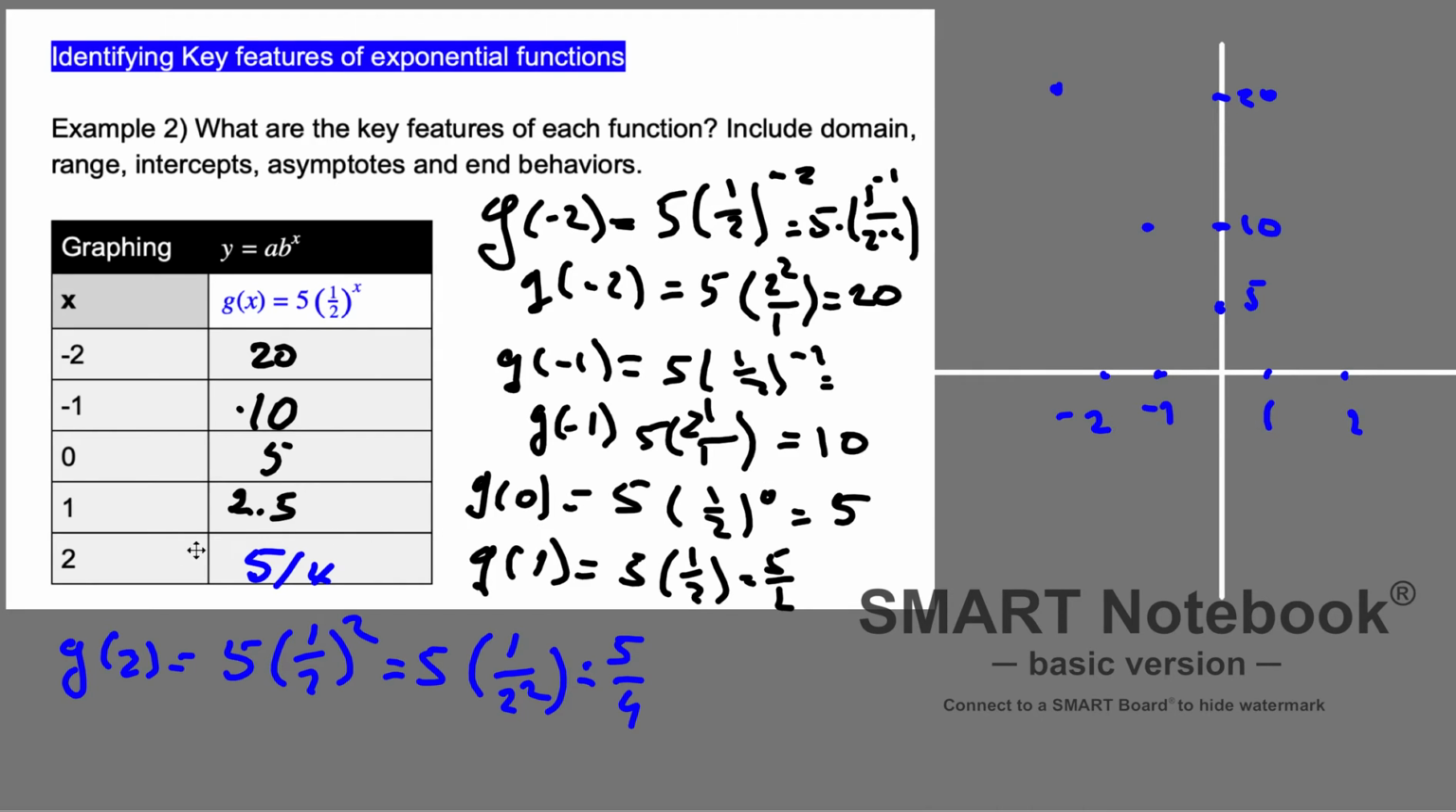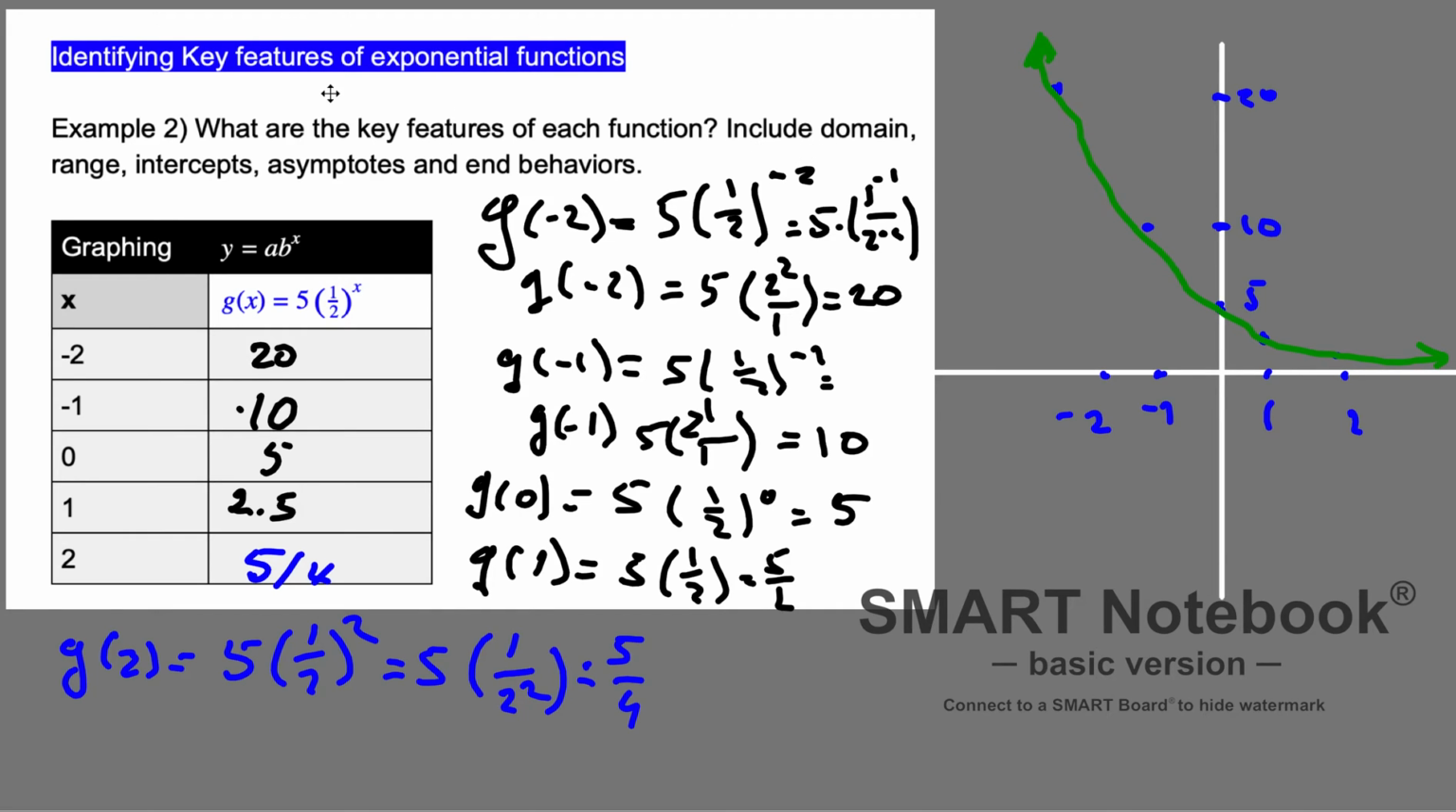And now we have 1 and 2.5, so 2.5 is here somewhere in the middle, and 5 over 4 is here somewhere. If we connect the points, the line is going to be something like this. So this is the graph of the function. This is how this function is going to look.